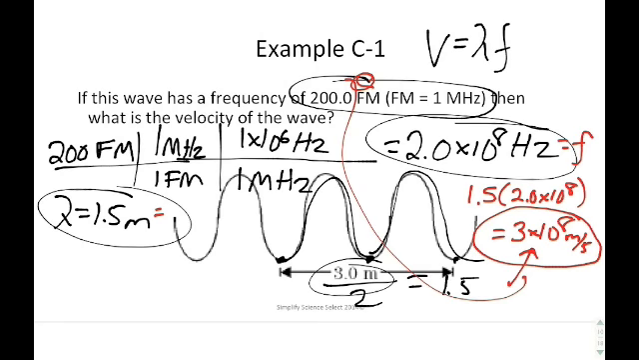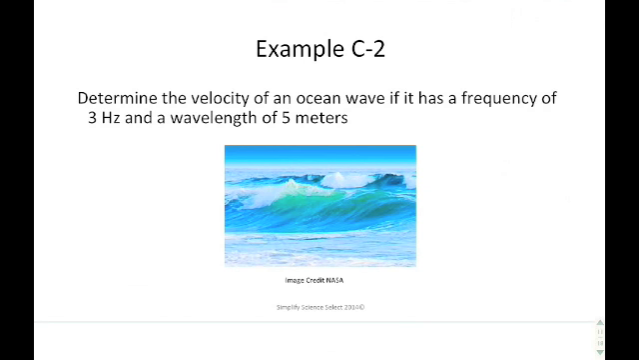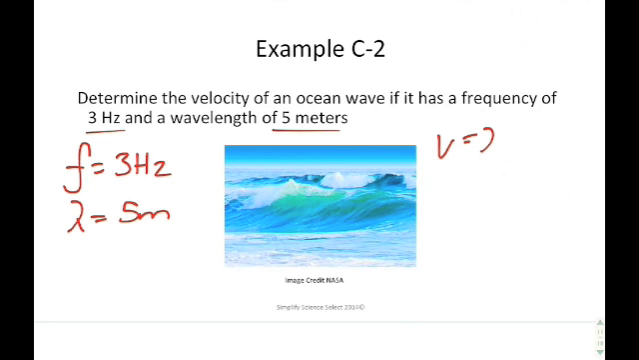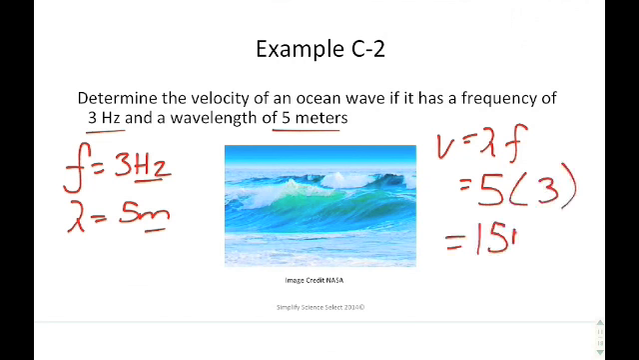Next, this is: determine the velocity of an ocean wave that has a frequency of 3 hertz and a wavelength of 5 meters. So we say, okay, I have a frequency of 3 hertz and I have a wavelength of 5 meters. The equation is V equals lambda F. It's in hertz and meters, so I don't have to convert anything. And so I would now say, equals 5 times 3, which is 15 meters per second.